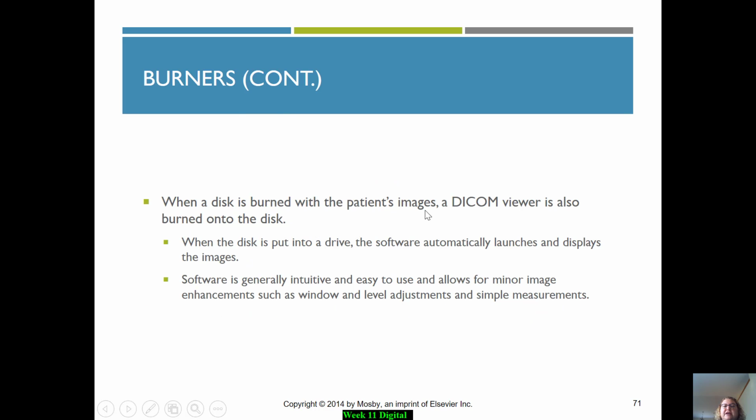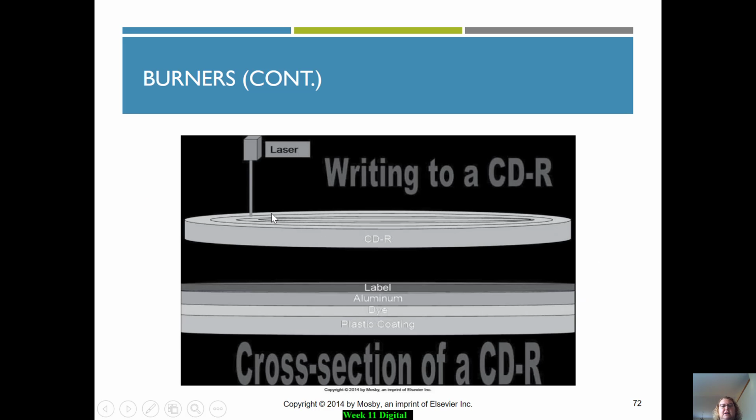When your disc is burned, that patient's information is also going to be on there. So if they're taking it to another physician, it does have the information on that disc. So when you put that disc into the drive, the software is automatically going to launch and it will display those images. So they could go home and they could put it onto their laptop and they would be able to pull up those images. So this is what it looks like when it's ready, the CDR.